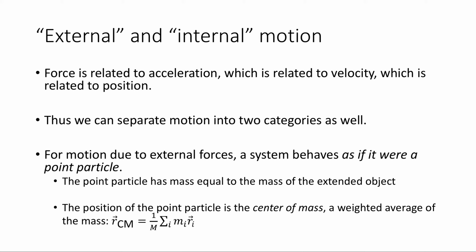The second type of motion, the internal motion, is quite hard to categorize and explain, and we'll see this in a later portion of the course. But for the motion due to the external forces, a system behaves as if it were a point particle. The point particle has mass exactly equal to the mass of the extended object, and the position of this point particle is located at the center of mass, which is basically a weighted average of the mass. So the position of the center of mass, which we call R_CM, is the sum of the mass of each individual point times the position r_i of that point, divided by the total mass of the object.